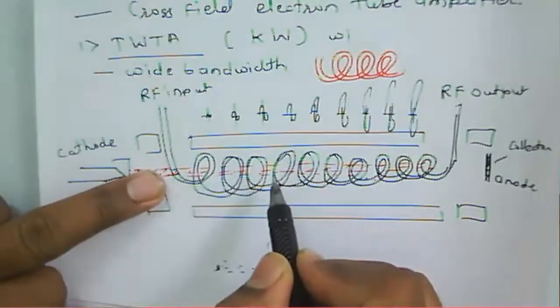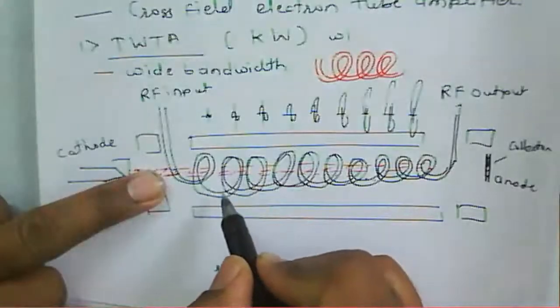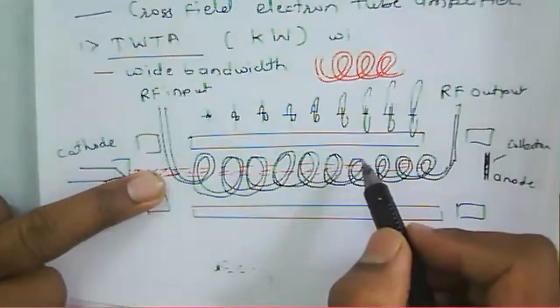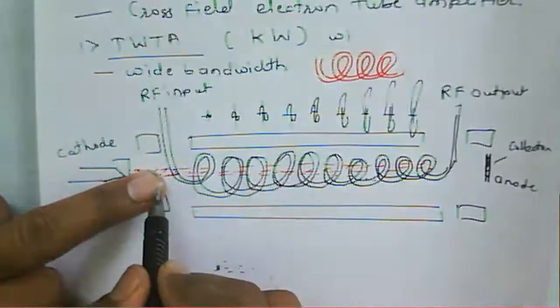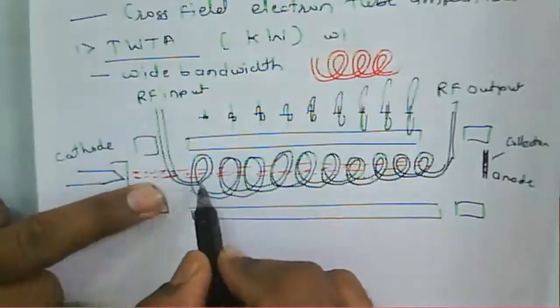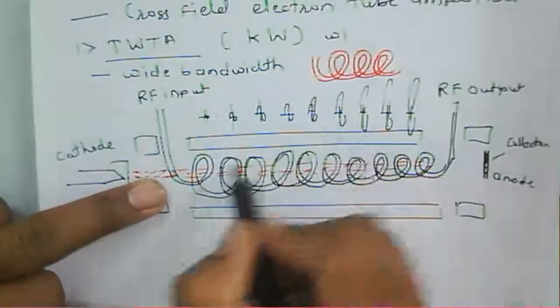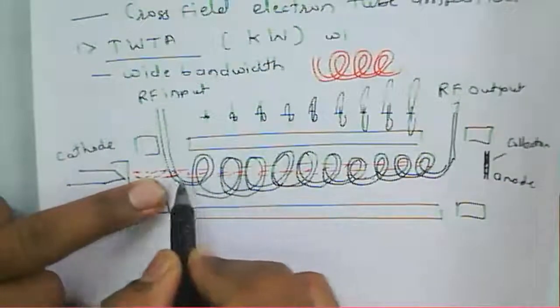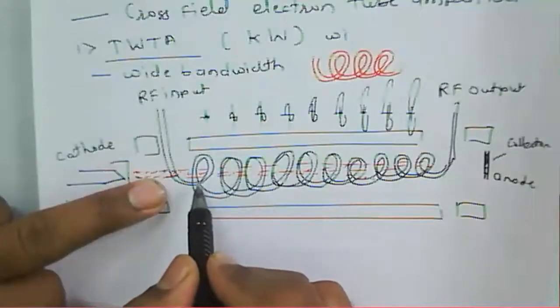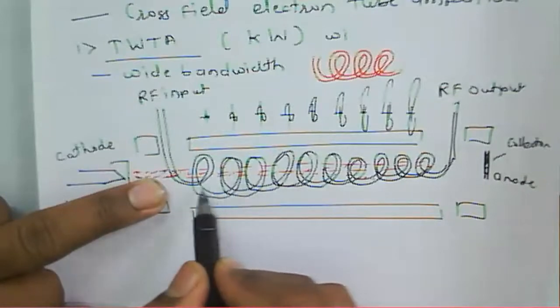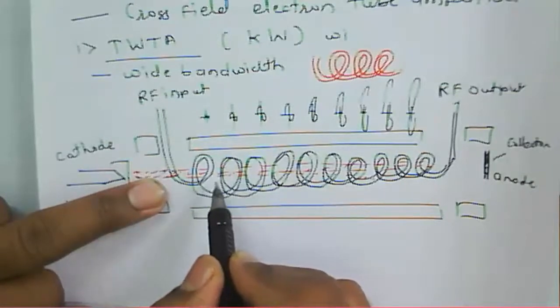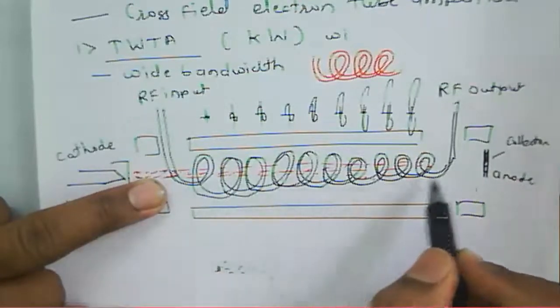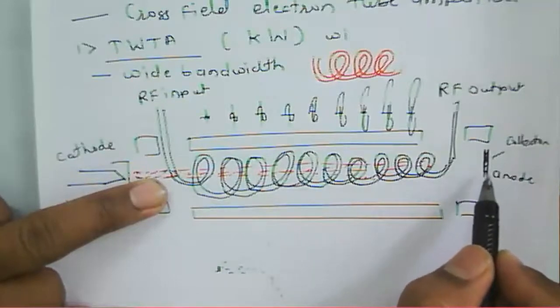this RF signal, and because of that your RF signal gets amplified. Once the electrons give up their energy to the RF field, their velocity slows, and they propagate through this helix and are collected at the anode here.